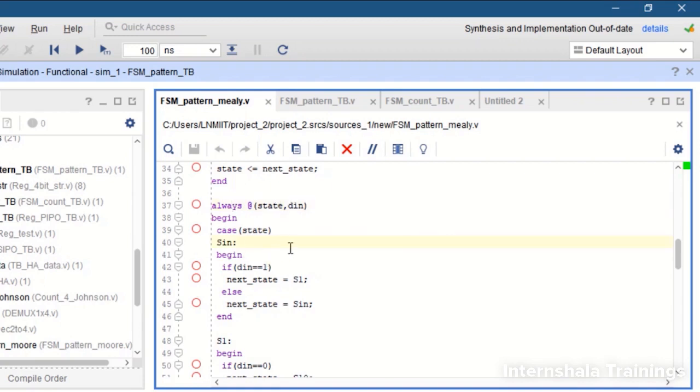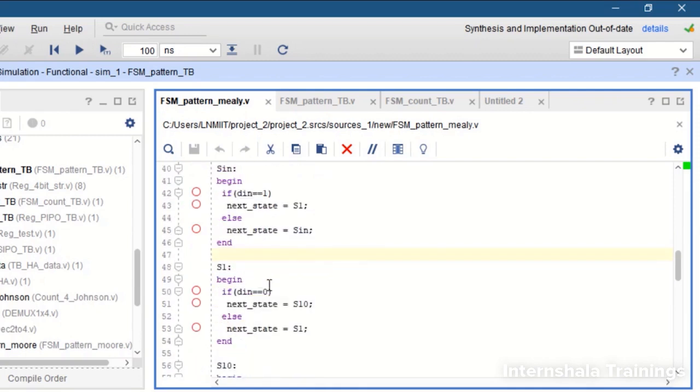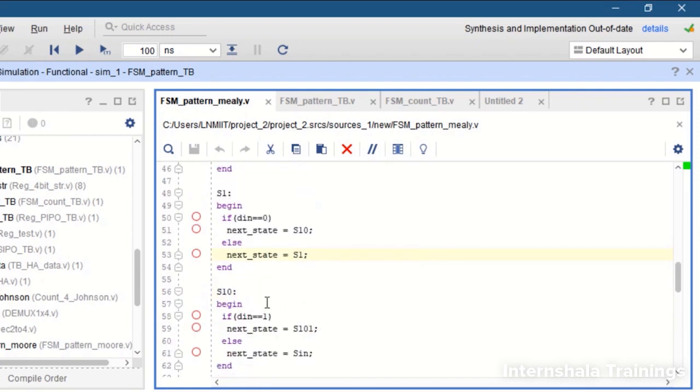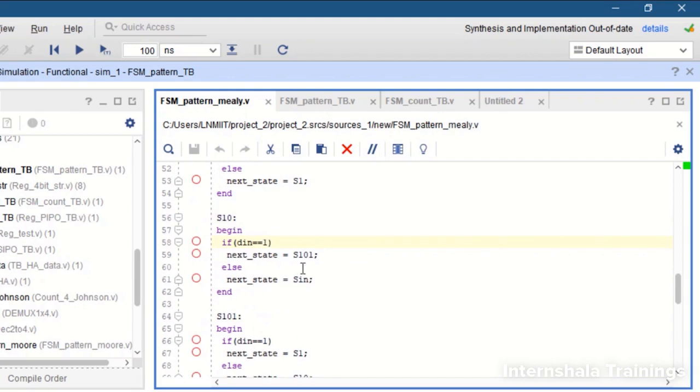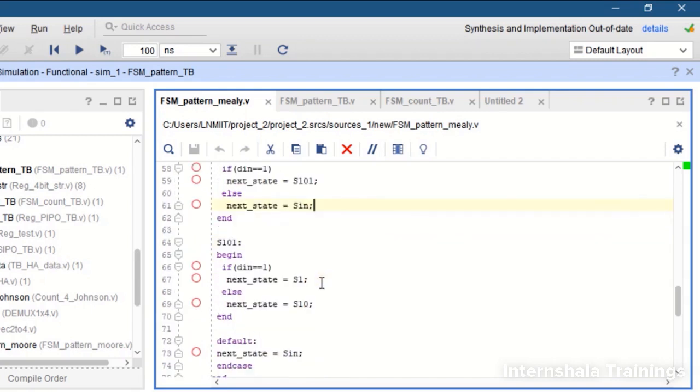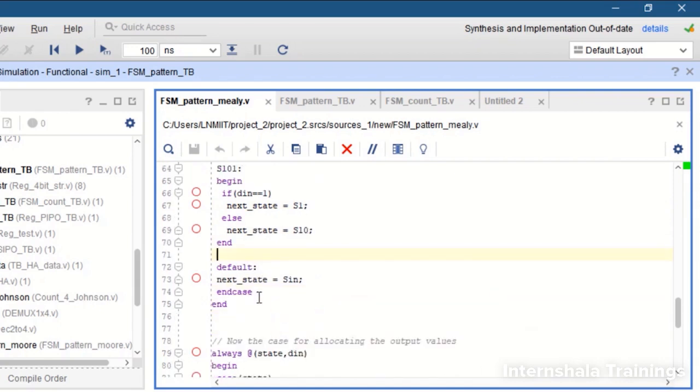If we are in the case S initial, if input is 1, we go to S1, otherwise S initial. We are not defining output here. In S1, if input is 0, we go to S10, otherwise we go to S1. In S10, if input is 1, we go to S101, otherwise we roll back to S initial. And in S101, if input is 1, we go to S1, otherwise we go to S10. We have default state and we end the case.